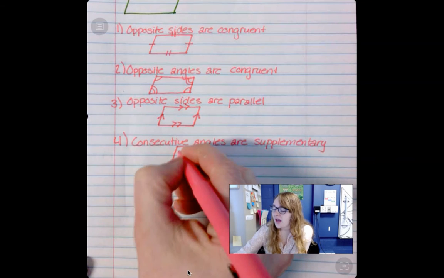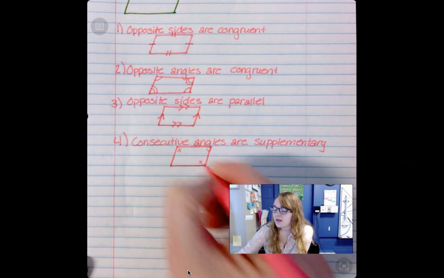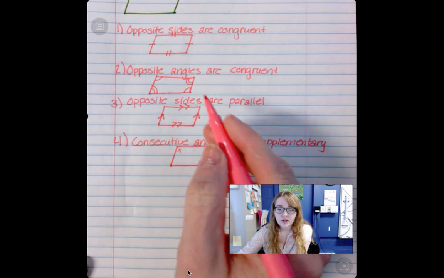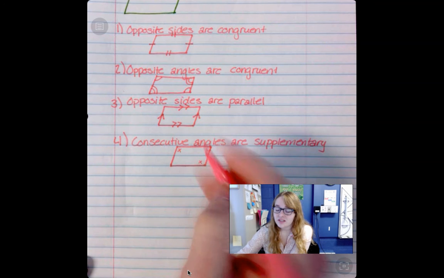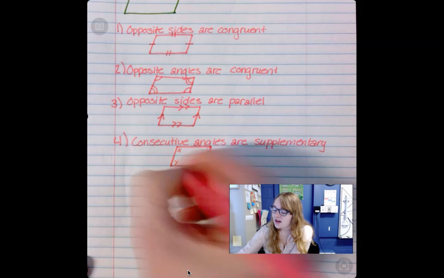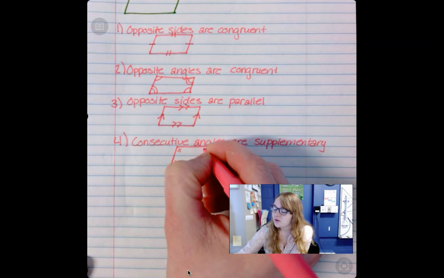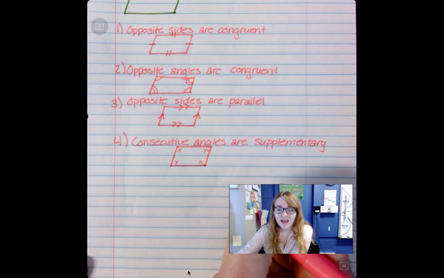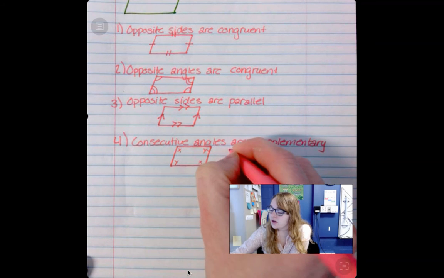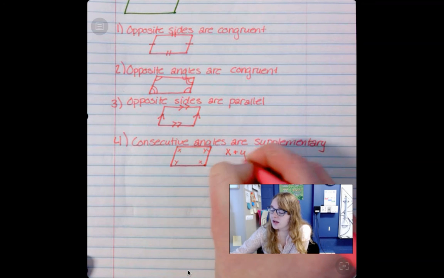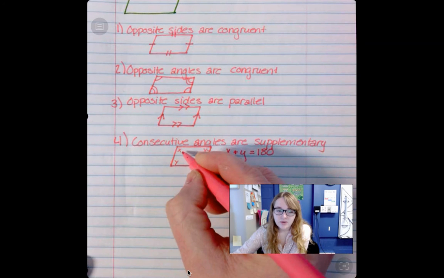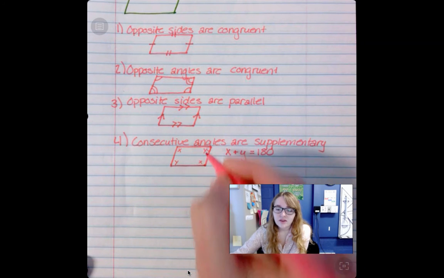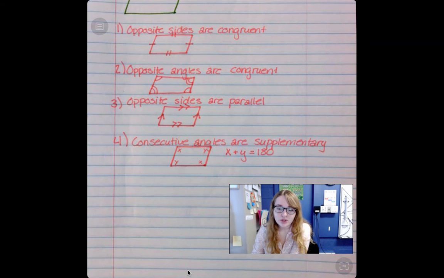Okay, so if we have x and x, because we know that these 2 angles are congruent based on our second super cool rule, opposite angles are congruent, and we say that our bottom left corner and our top right corner are y and y, then we know that x plus y is equal to 180. So on the 2 sides right here and the 2 sides right here, they are supplementary, which means that they add to 180.